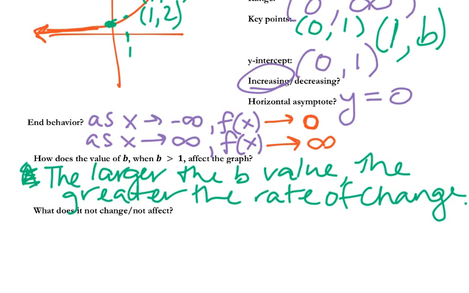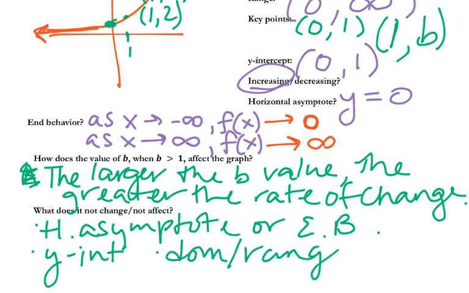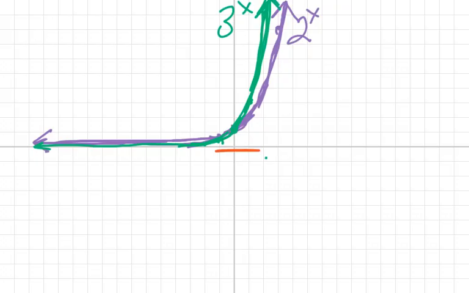What does the b value not affect? Well, it doesn't seem to affect the horizontal asymptote or end behavior. I'm just going to abbreviate EB for end behavior. It doesn't seem to affect the y-intercept or the domain or range. Okay, on to our next graph.